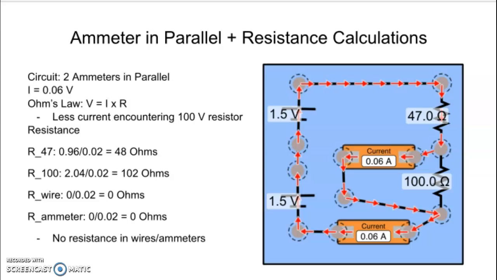Next circuit we made was the ammeters in parallel. We calculated resistance using Ohm's law. So you can see this resistance calculated at various areas. It's important to note that there was no resistance in the wires or ammeters.